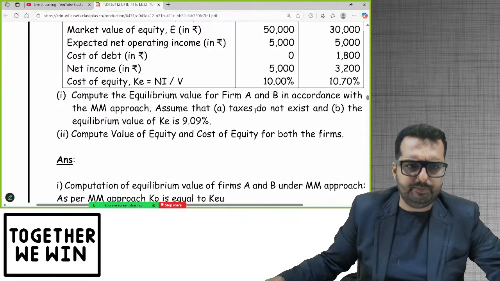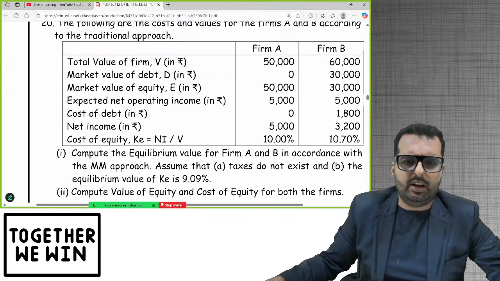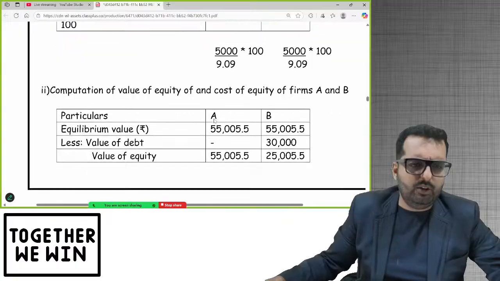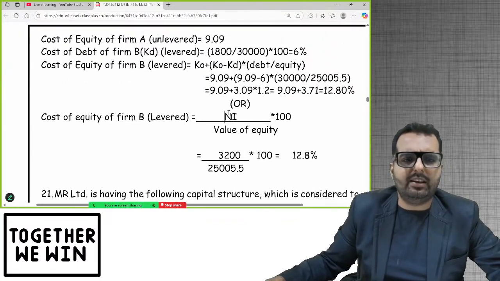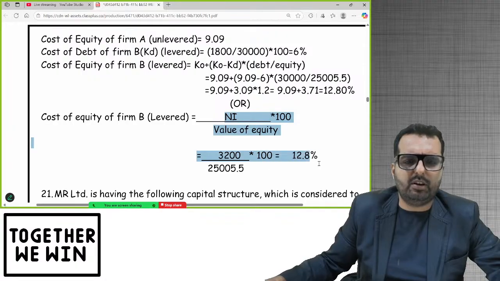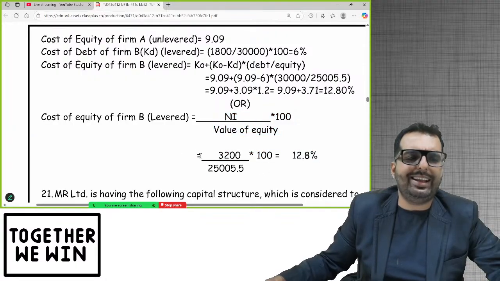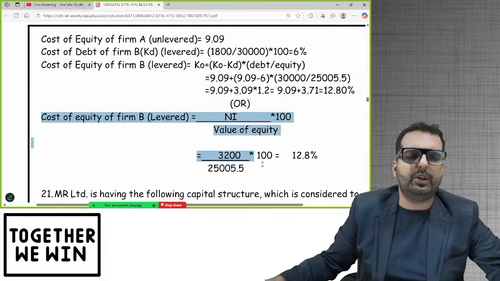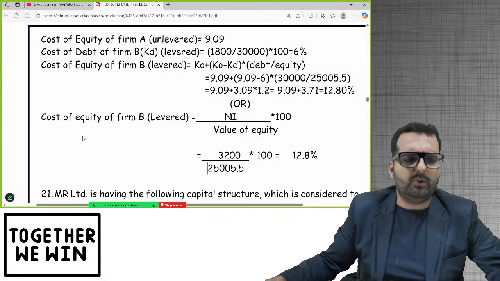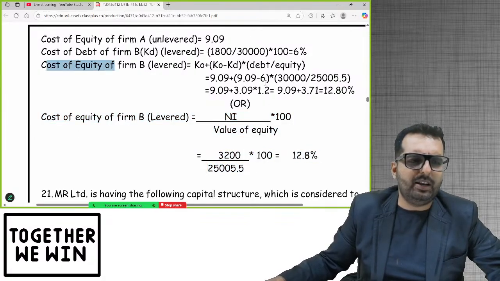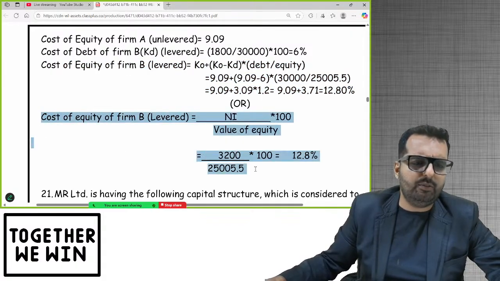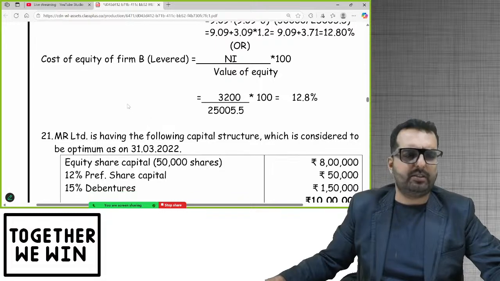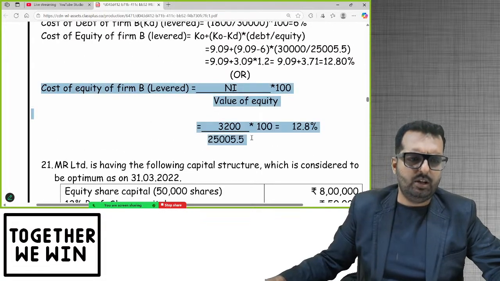Just check it upstairs. Here it is 3,200. Am I right? So again, you can do it in this method. Overall, the net income divided by the value of equity will turn out to be how much? 12.8%. This is the cost of equity for the levered firm. Can you write down this in your books now? Ignore this part. This is also giving you the same answer, but this is a much more logical and more understandable answer. Please write down this in your books.